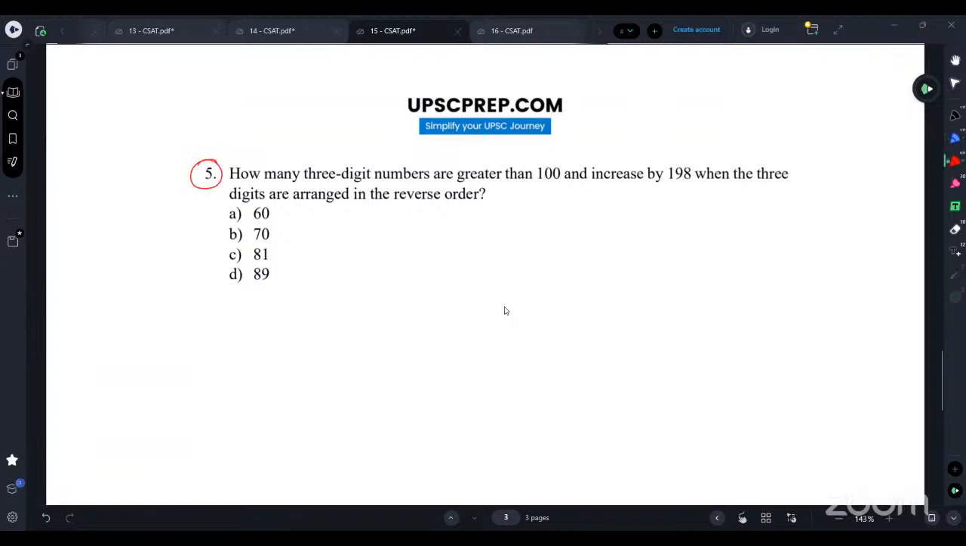How many 3-digit numbers are greater than 100 and increase by 198 when the digits are arranged in the reverse order? Okay, see now, let's say guys, let's say the 3-digit number is xyz. So how do we write down the expanded form for this? It will be 100x plus 10y plus z.